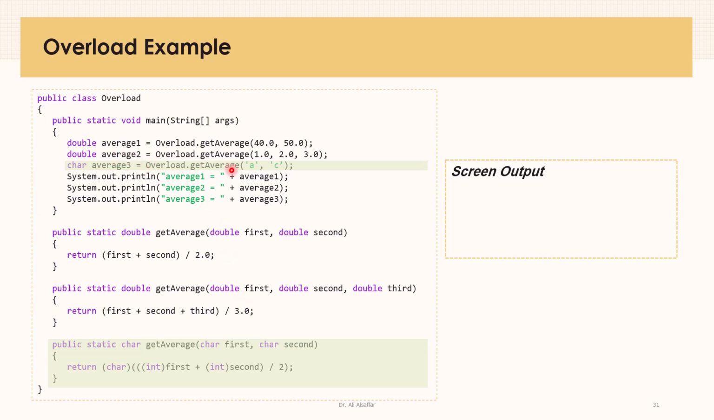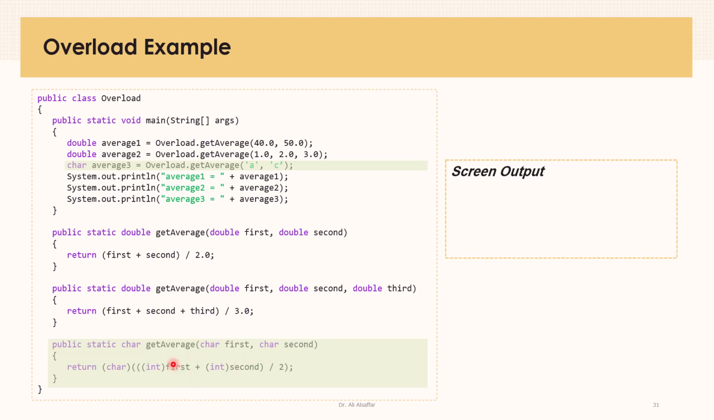Now for average3, the input parameters are characters. Therefore the compiler will try to find the appropriate method by matching the parameters. Since the first two definitions don't have character input parameters, it will find that the third method has two input characters, so it will match it and call it, and the return value will be saved into average3.